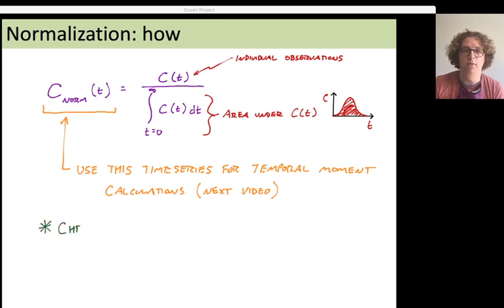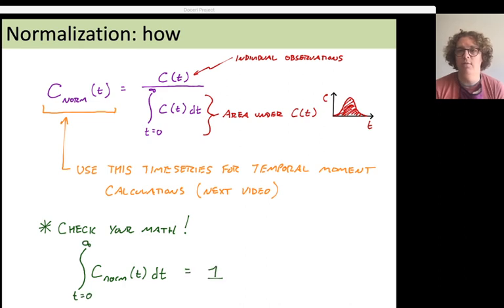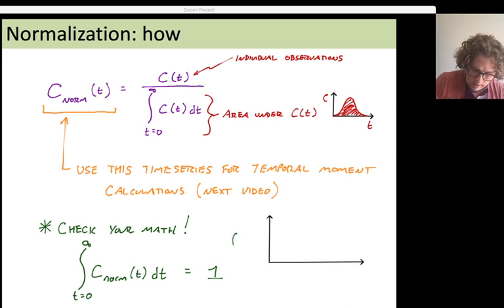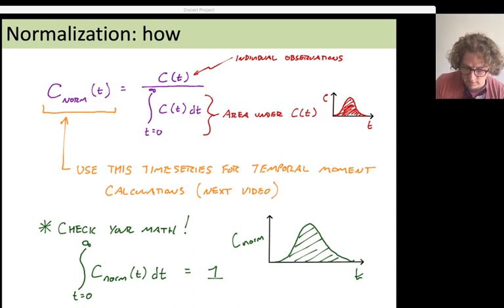Finally, there's an easy way to check your work. If you have done your normalization correctly, the area underneath that curve should equal 1. So in other words, if you go ahead and plot normalized concentrations through time, the integral of the area under this curve should be equal to 1. Another quick check that you might consider, if this is a probability distribution, this peak value should be less than 1. So you shouldn't have any values that are greater than 1 if you've done this normalization correctly.